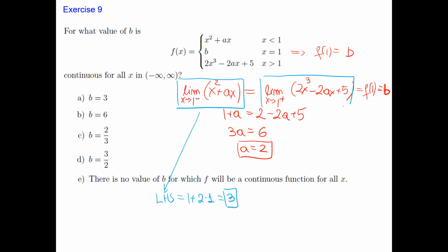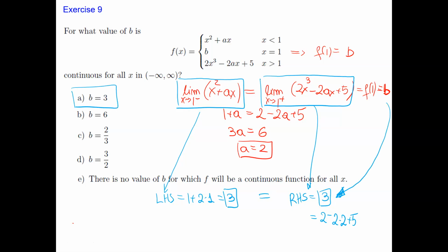Now, on the right-hand side, it has to be the same. I can say right away it is 3, but let's check. 2 times 1 minus 2 times a, where a is 2, plus 5. It is 7 minus 4, so it is 3. That means if this limit is 3, then the value must be the same as the limit. The value is b, so b is 3.